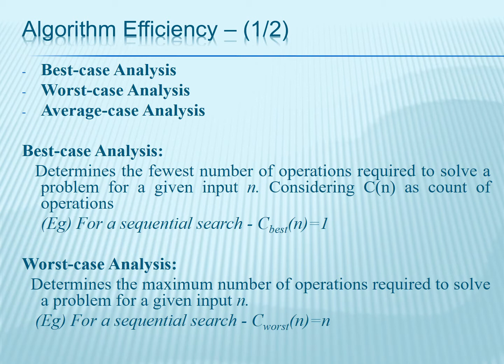So, what is worst case analysis? It determines the number of operations required to solve a problem for a given input n. So, for a sequential search, the value we are searching is at the last location of the array. That is, n naught is present at the nth location of the array. Then we have to make n comparisons to find n naught in the array. Hence, the C worst of n is equal to n.